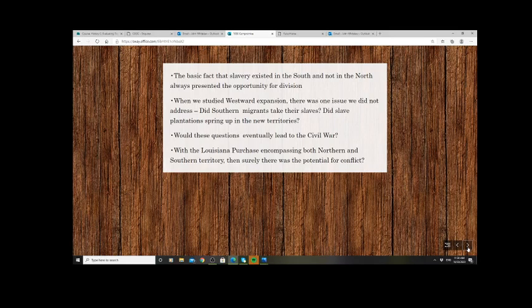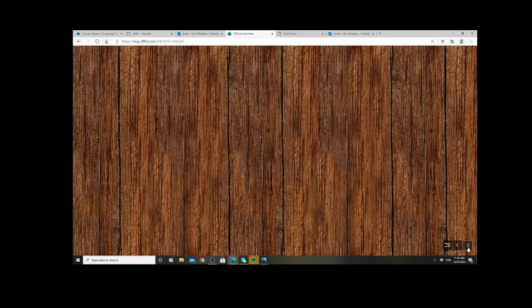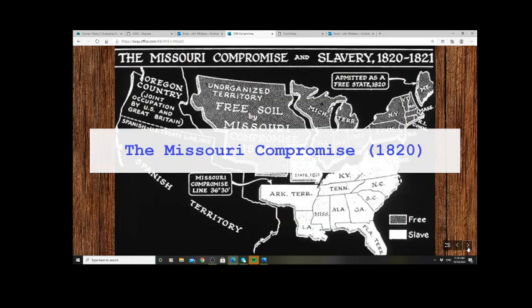Jefferson, like many others, was naive to think that that would be the case. And the first time in American history where there is a real sense that the country has become divided along sectional lines between North and South, slave and free, is in 1819 into 1820, culminating in this Missouri Compromise of 1820, which I'm going to talk about very briefly now.